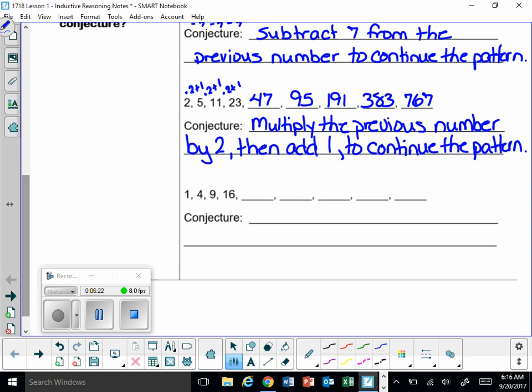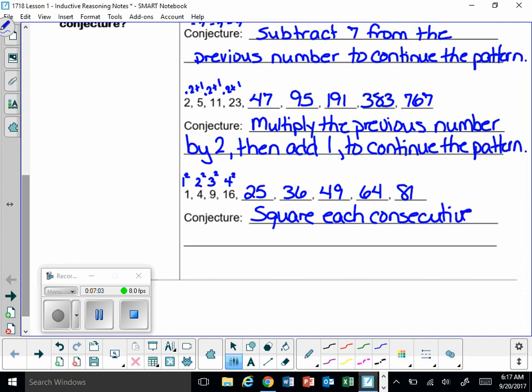Ooh, I recognize this next one, because we started this year with a lesson on radicals and perfect squares. And 1 squared is 1, 2 squared is 4, 3 squared is 9, 4 squared is 16, so 5 squared, 6 squared, 7 squared, 8 squared, 9 squared. Okay. So I am squaring each consecutive natural number.